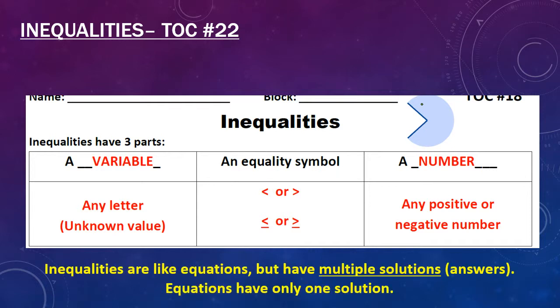And like I said, inequalities are just like equations, but the difference is they have multiple solutions or multiple answers. Equations only have one solution, meaning x is that number. Inequalities, we would say x is greater than 5, which means x is any number that's bigger than 5. So it could be 6, it could be 7, it could be 8, it could be a million, but it's any number that's bigger than 5. So that's the difference between an inequality and an equation.